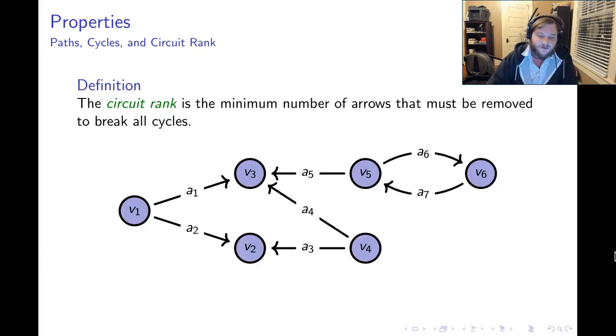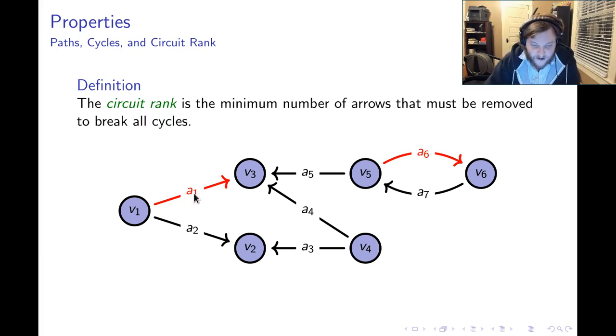So let's go back to an example here. What I want to point out is that in this example, there are cycles. We just saw one cycle that took us from V1 to V3 to V4 to V2 back to V1. I can see another cycle in this graph. I could start at V5, travel through A6 to get to V6, and then travel back to V5 through A7. So that's another cycle. So the idea here is that it's actually possible to break all of the cycles here by removing two arrows.